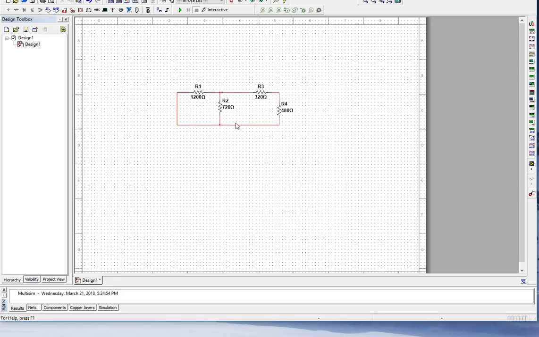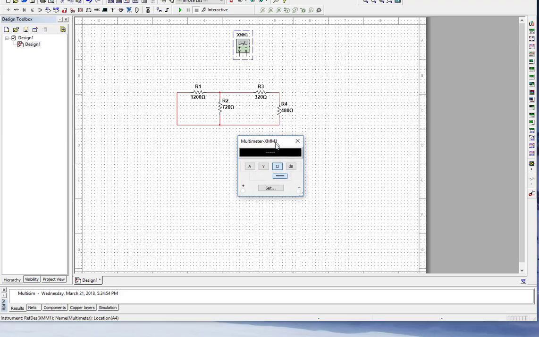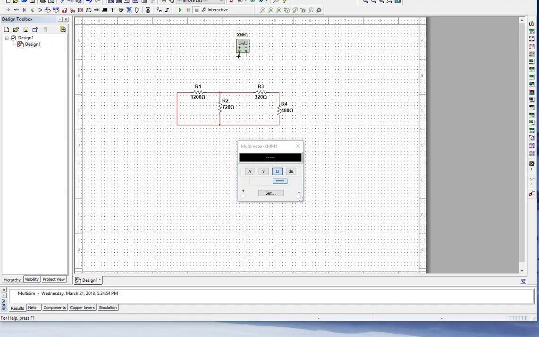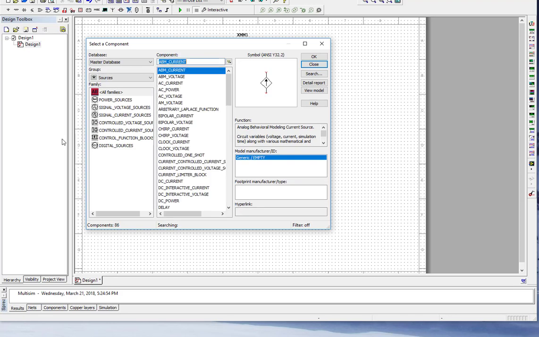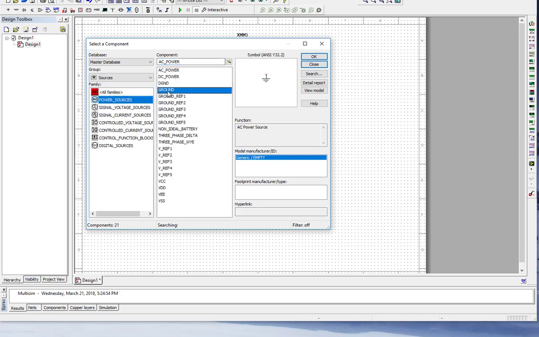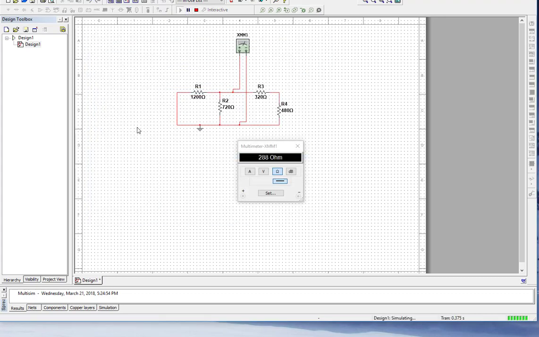And we need to see what is the resistance here between these two terminals or wires. So we grab an ohm meter. This is a multimeter. This is the resistance. So we connect this guy here, this guy here, and we run the simulation. Oops, we don't have a ground in the circuit, sorry. We need to have a ground in the circuit. So here is the ground. And again, 288 ohms, which we got here.